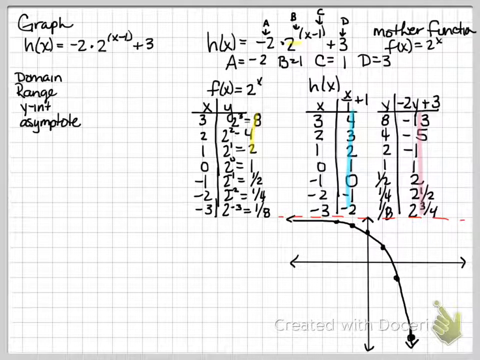Now, it's easy to figure out where your asymptote is going to be because it's going to be equivalent to your d value. So my d is going to tell me where my asymptote is. And an exponential has a horizontal asymptote. So let's write that down so we don't forget.